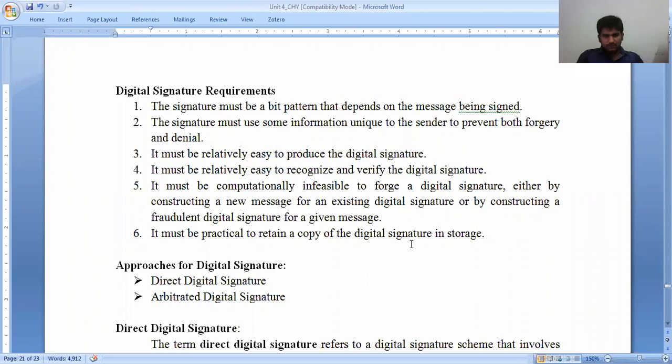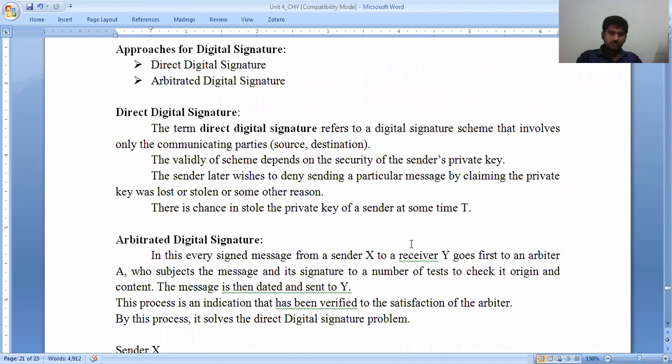The approaches for digital signatures are direct digital signature and arbitrated digital signature, the two ways of approaching digital signatures. So what does direct digital signature mean? The term direct digital signature refers to a digital signature scheme that involves only the communicating parties. The communicating parties are both the source and destination only, direct one-to-one.